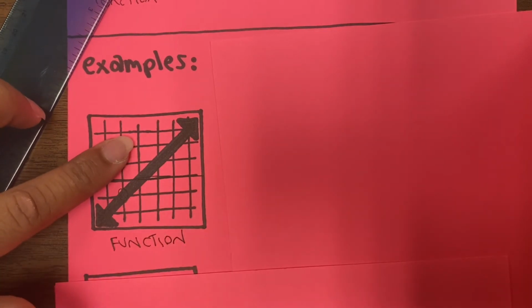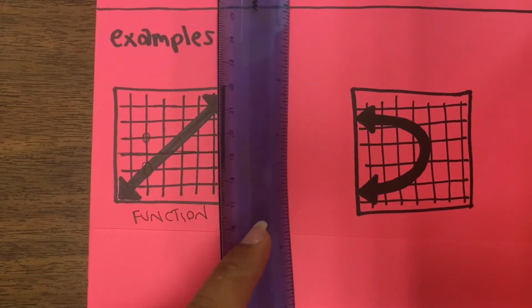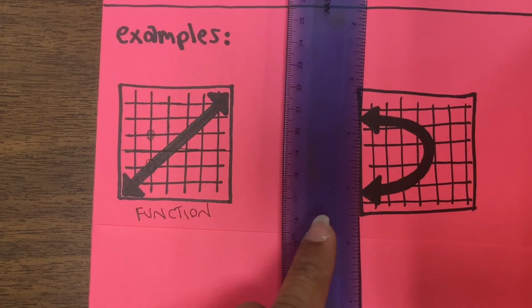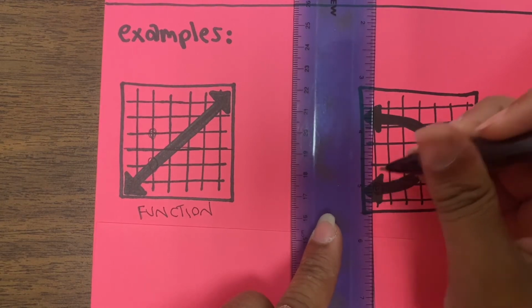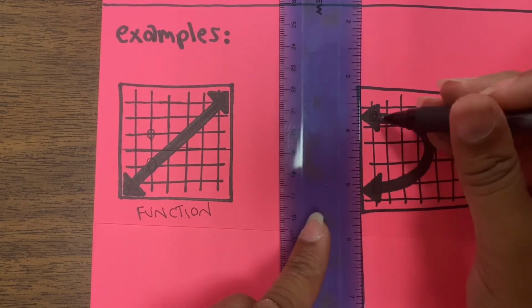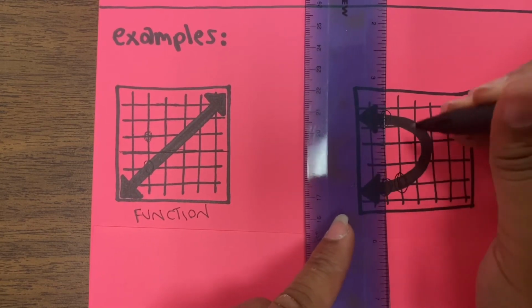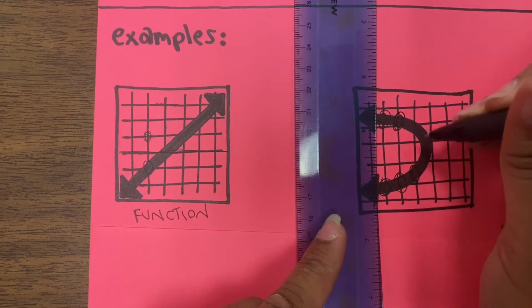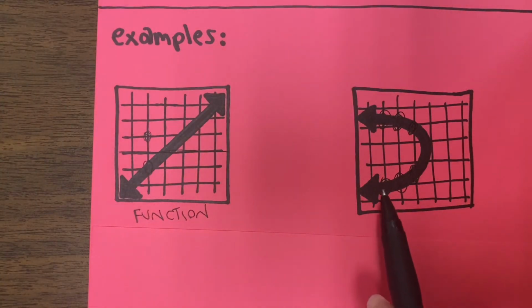Let's look at another example. So this is another type of relation. What I'm going to do is scan, and I see immediately this point right here is above this one right here. Basically, the whole thing goes over itself. So that means this is not a function because x values are repeating.